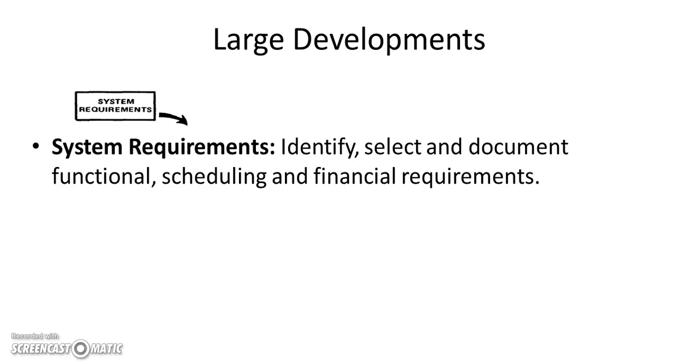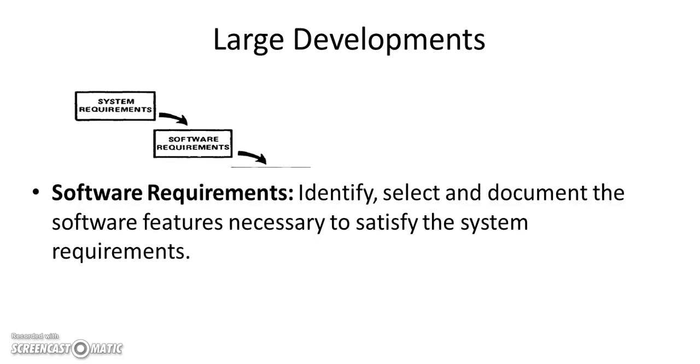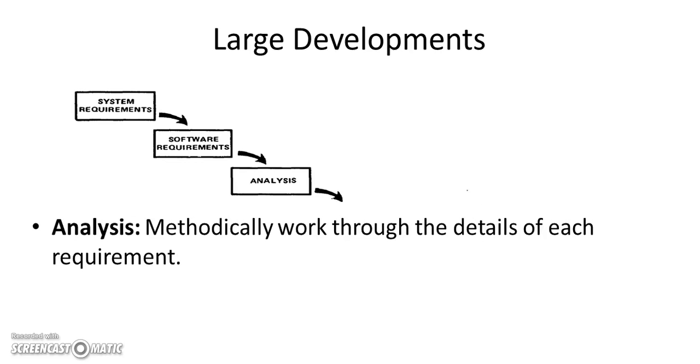So the system requirements are to identify, select, and document what are the requirements of the project, including financial scheduling and what functions you want the system to undertake. The software requirements are to identify the software features necessary to satisfy the system requirements. The analysis is to methodologically work through the details of each software and system requirement.